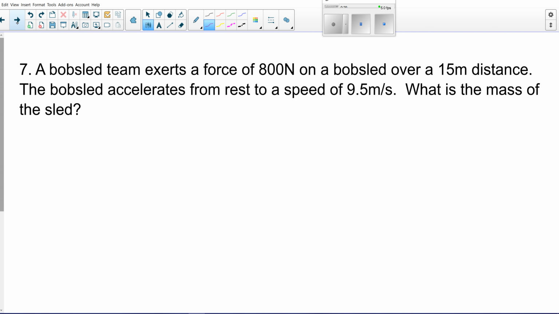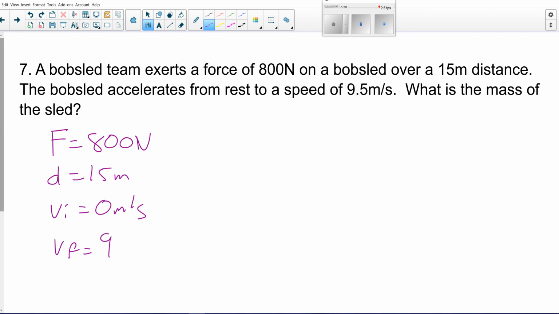So this one here, you're looking for mass. We haven't done one where we look for mass for quite some time. A bobsled team is exerting a force of 800 newtons on a bobsled over a 15-meter distance. The bobsled accelerates from rest to 9.5 meters per second. You're looking for the mass of the sled. So we know the force is 800 newtons, the distance is 15 meters, the initial speed is 0 meters per second, and the final speed is 9.5 meters per second.